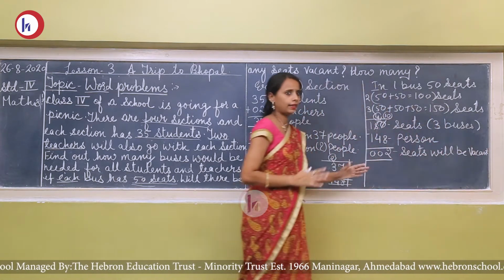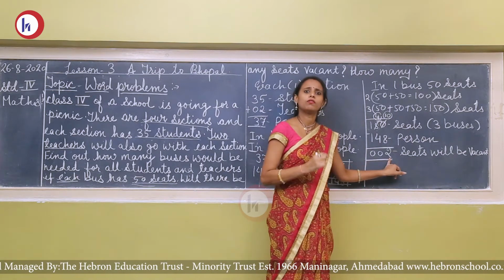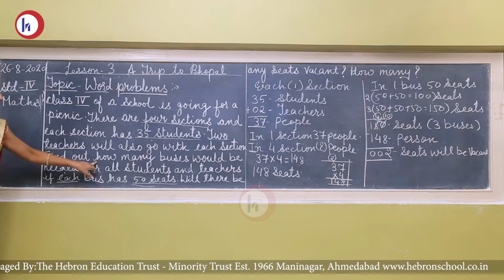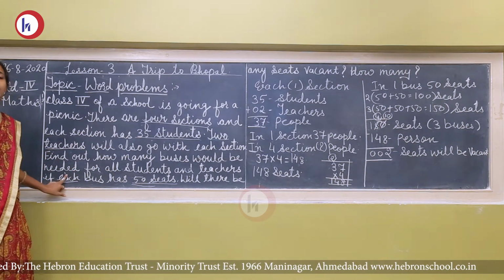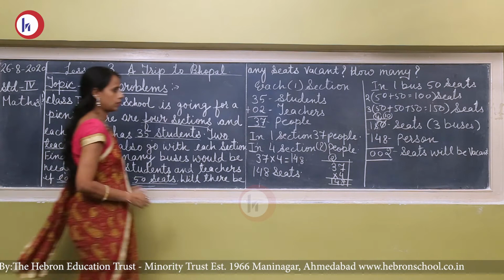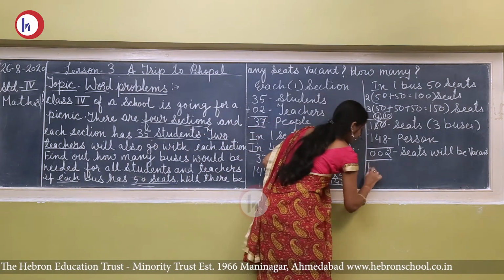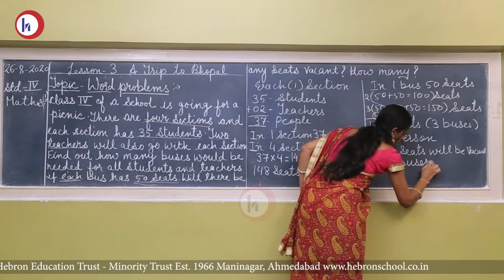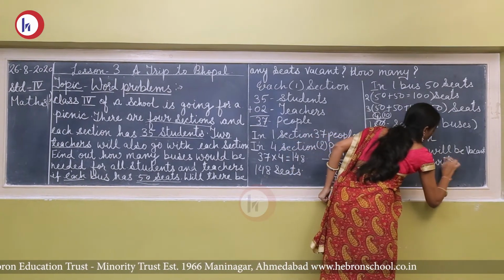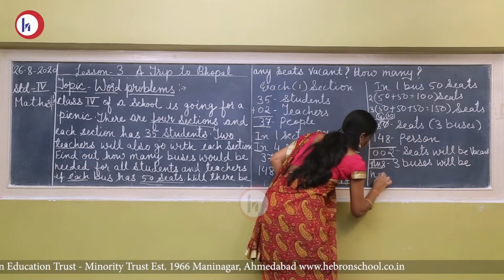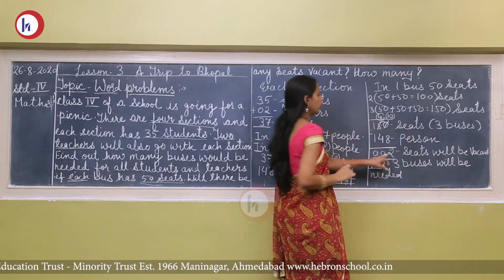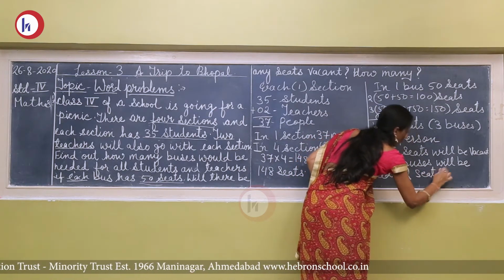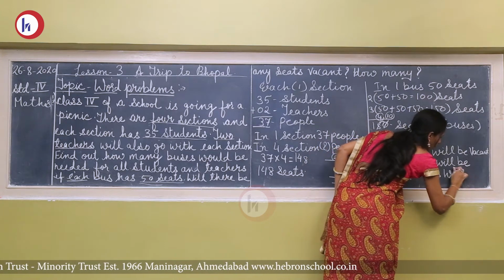Now here it is clear that if we take 3 buses, then 2 seats will be vacant. So see the question again. How many buses would be needed? 3 buses. So we will write the answer: 3 buses will be needed. And how many seats will be vacant? 2 seats will be vacant.